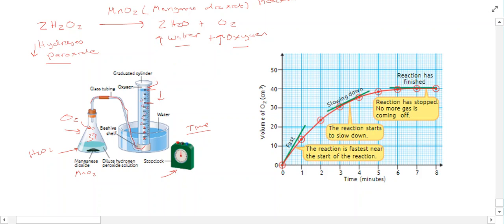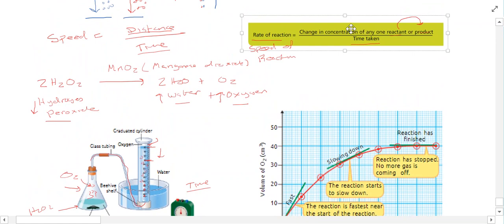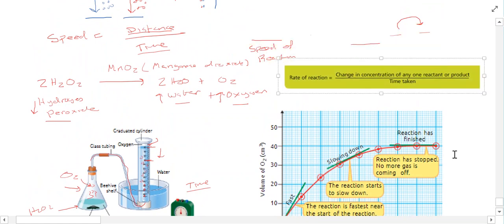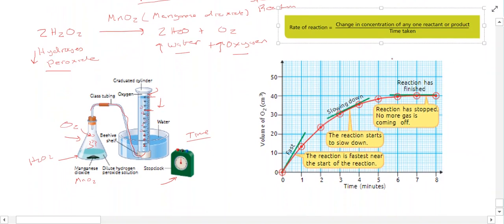So it does. And as a result of that, you can time it. If we remember, if we think about the reaction, the rate of reaction is the changing concentration of any of the reactants or products over time. So what we can do is focus on one of the products being produced. We're focusing on oxygen in this case.